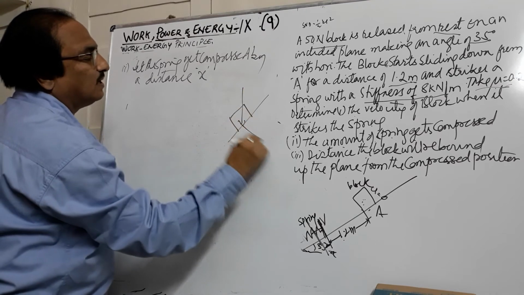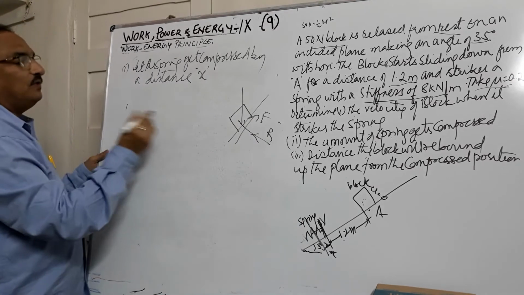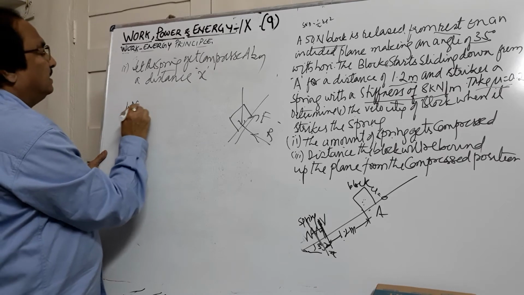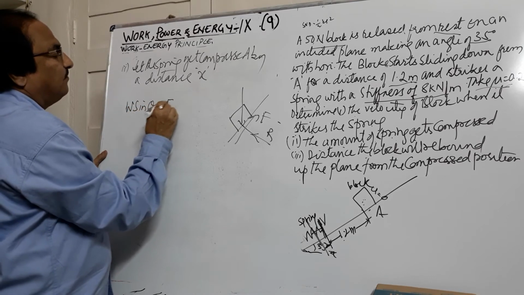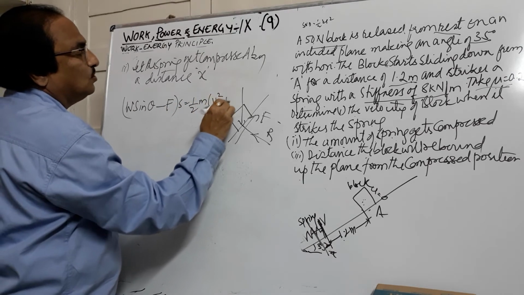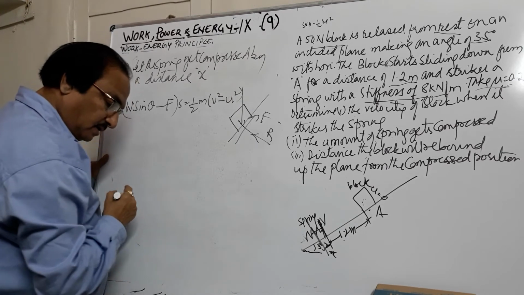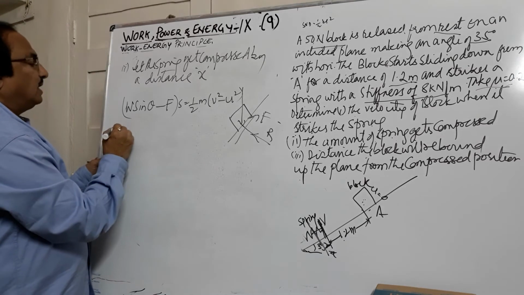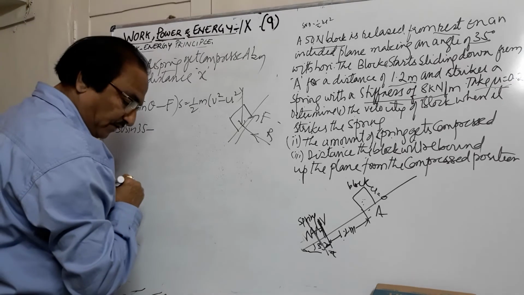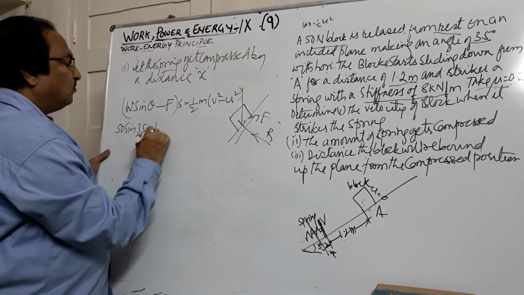Just now we are drawing this figure, R, this is F. The block is moving down. We have seen the earlier case, the work done is W sin theta minus F into the distance is equal to half of m (v square minus u square). We have seen just now this equation. If I substitute the values here, then W is 50 sin 35 minus the value of F, what we have got is 10.24.